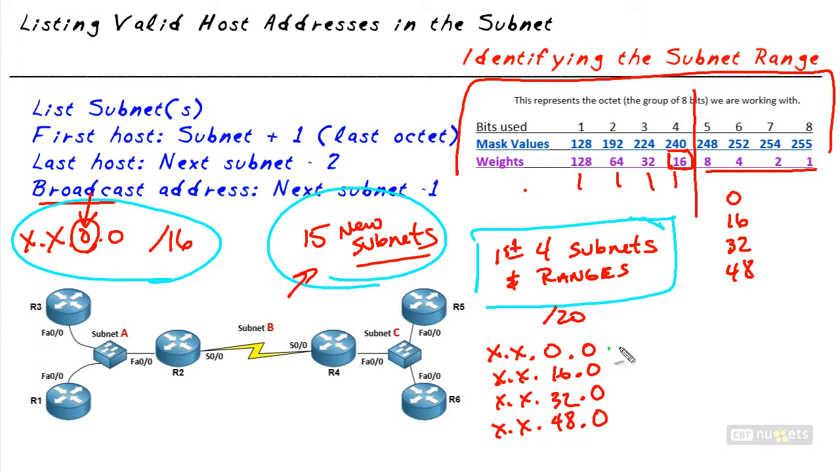So if we wanted to calculate the first valid host address on these subnets, how would we do it? And the answer is the same exact way that we did it before. Our first task is to list the subnets. Well, here's the first 4. That's done. The first host is going to be the subnet +1, and we add that +1 to the last octet. So this network of x.x.0.0, the first valid host, I'll write first here, is going to be x.x.0.1.